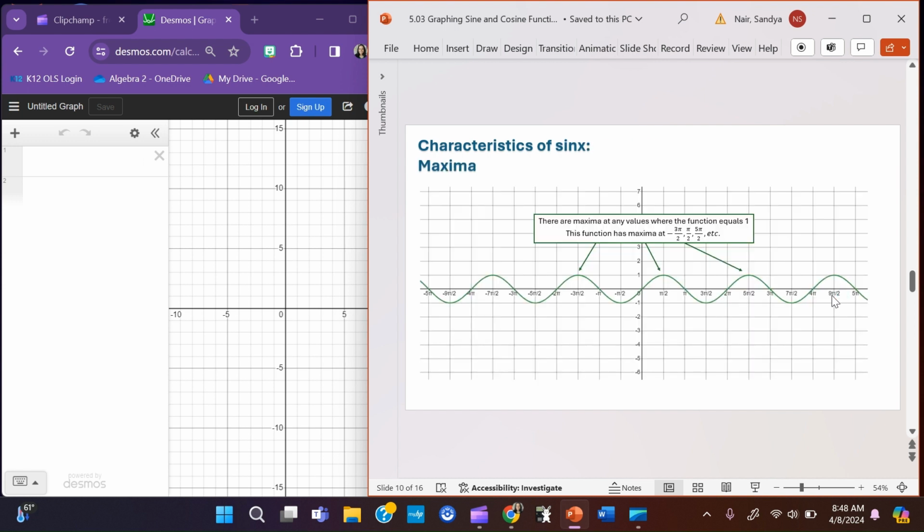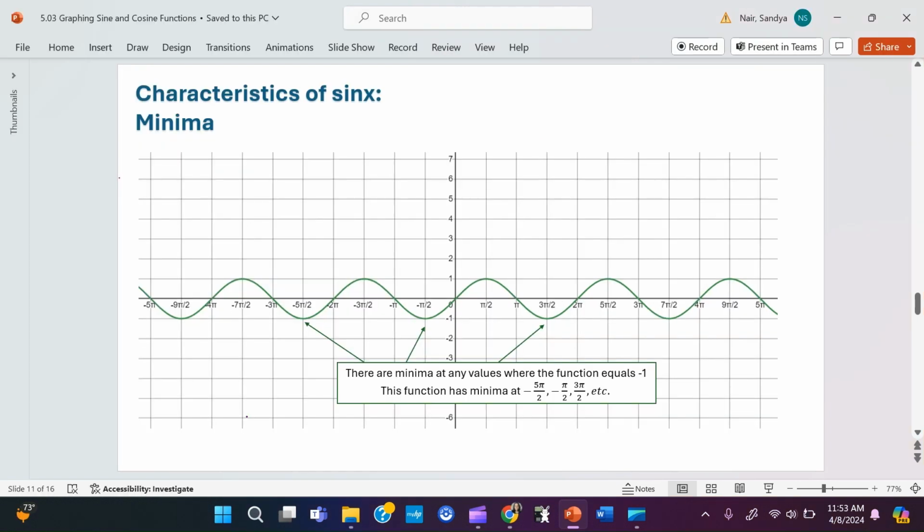So here are some characteristics of the graph. If we look at sine x, notice that we have maxima. Anywhere you see a hill on your graph, the graph will have a maximum value, right? So it has maxima at negative 3 pi over 2, pi over 2, 5 pi over 2, 9 pi over 2, and it just keeps repeating. Also you can see this function has minima at any points where you have a valley in the graph, right? So you can see here at negative 5 pi over 2, negative pi over 2, 3 pi over 2, etc. It has minima values of negative 1.